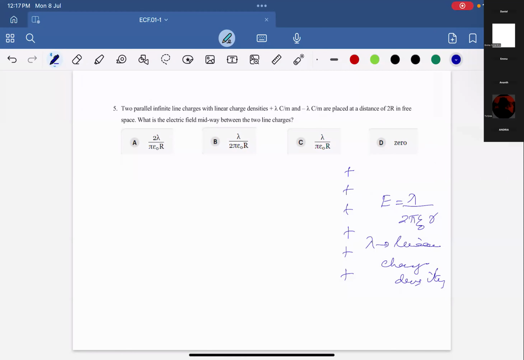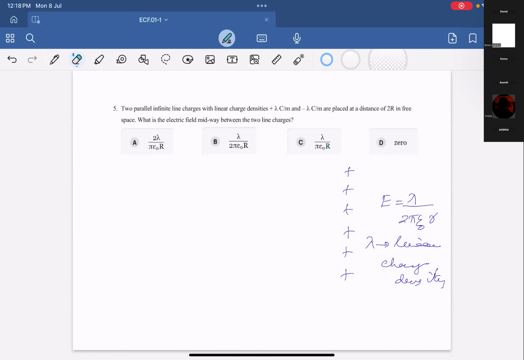First of all, this question is about linear charge distribution. We have learned that there are three types of charge distributions. Number one, linear charge distribution, where the charges are on a line. Second one, surface charge distribution, where the charges are on a surface. Third one is volume charge distribution, where the charges are distributed in a volume. I'm talking about the linear charge distribution here.